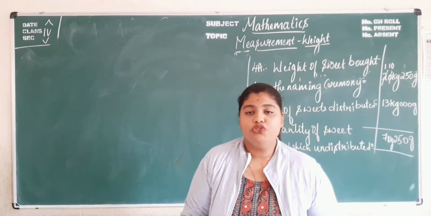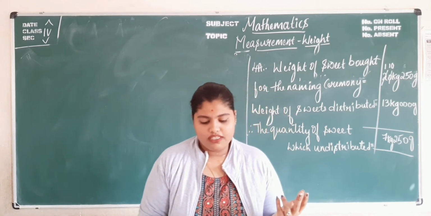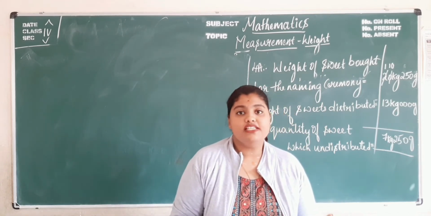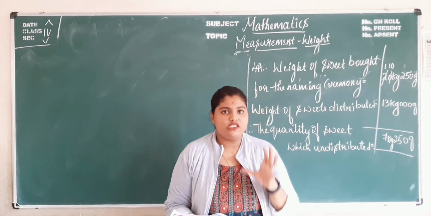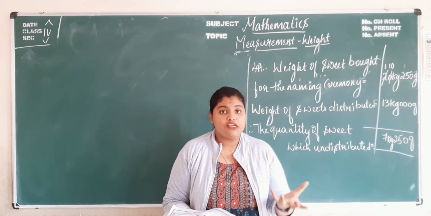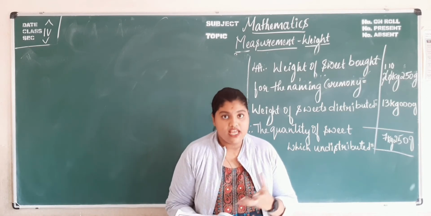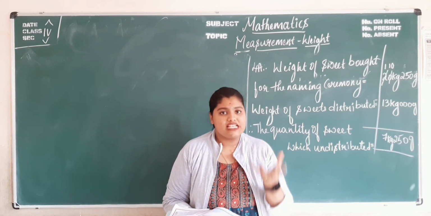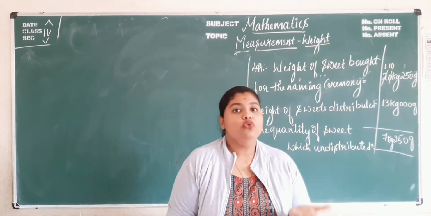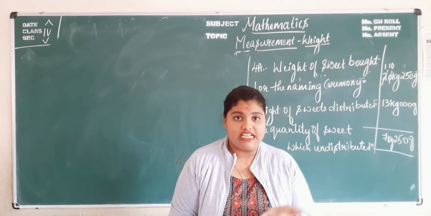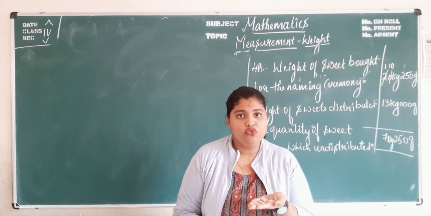Estimated weight means you should guess the weight. For example, the second object given is the meals plate, the plate which is used to have meals. You have to guess what the weight is. The weight which you are guessing is called the estimated weight. Accurate weight means exact weight. What is the actual weight of that plate? How will we do that? We will use a weighing scale to weigh them.